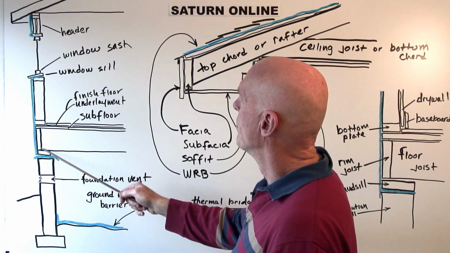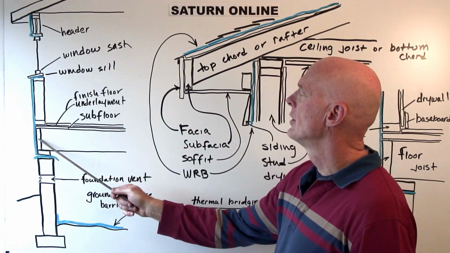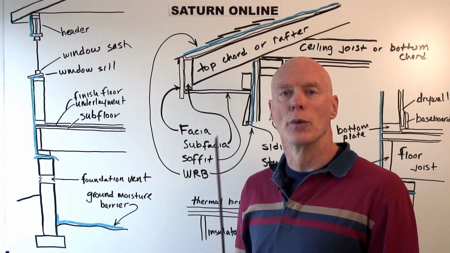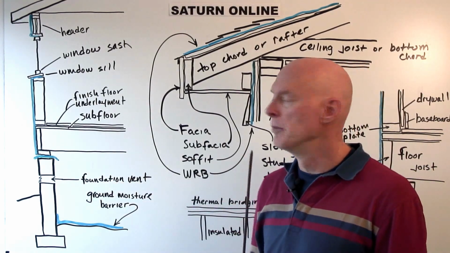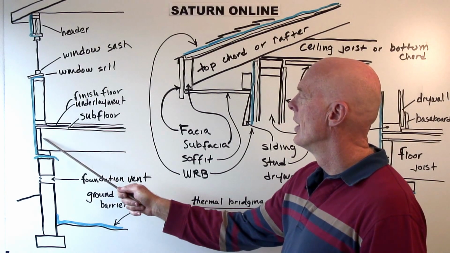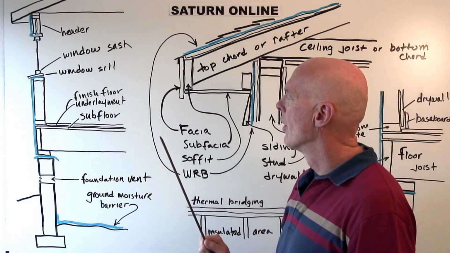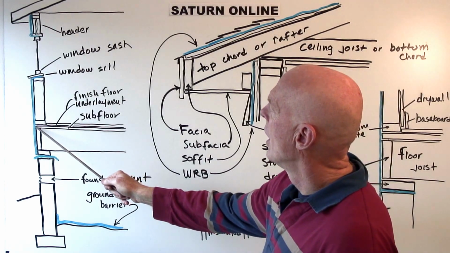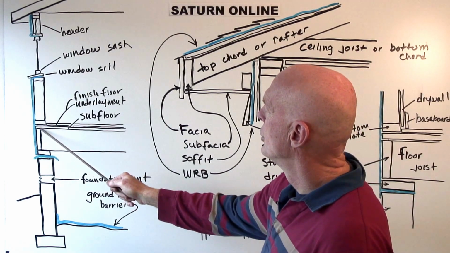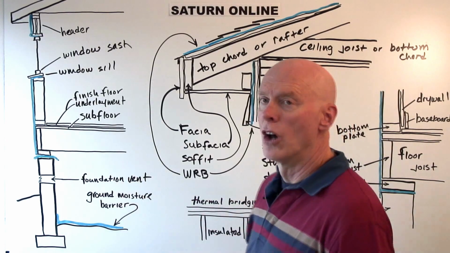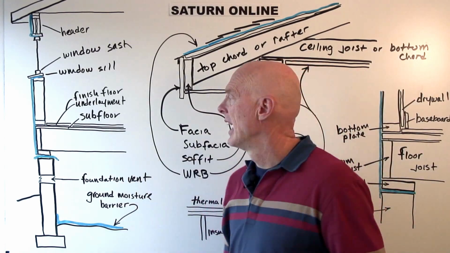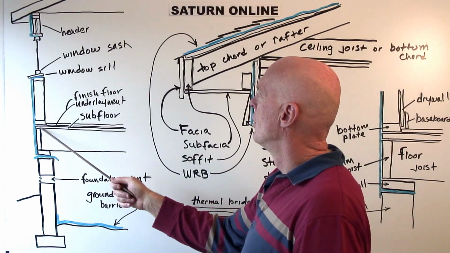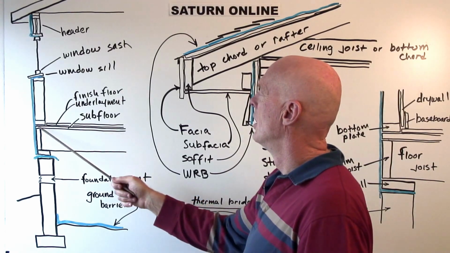Going up, we've got the mud sill, and we've got the rim joist or band joist, which is the joist that goes all the way around the perimeter of the building. That's the rim joist or the band joist. Then the joists in between are the floor joists. On top of the joists, we have what's called the subfloor, and the subfloor is the structural floor material.